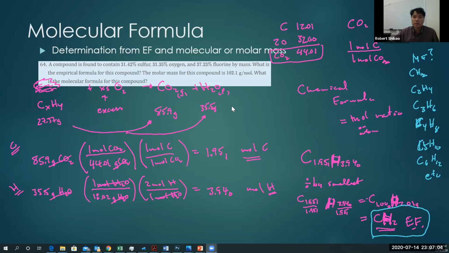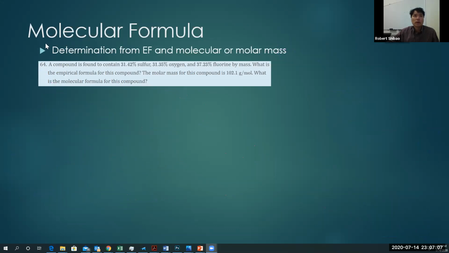And so let's look at this slide here. Determination of the molecular formula from the empirical formula and molecular or molar mass. So when we send out a sample for elemental analysis, this is typically what we get back. That was combustion analysis that we just did. And so if we send a sample out to a lab that specializes in doing elemental analysis, we get the results.